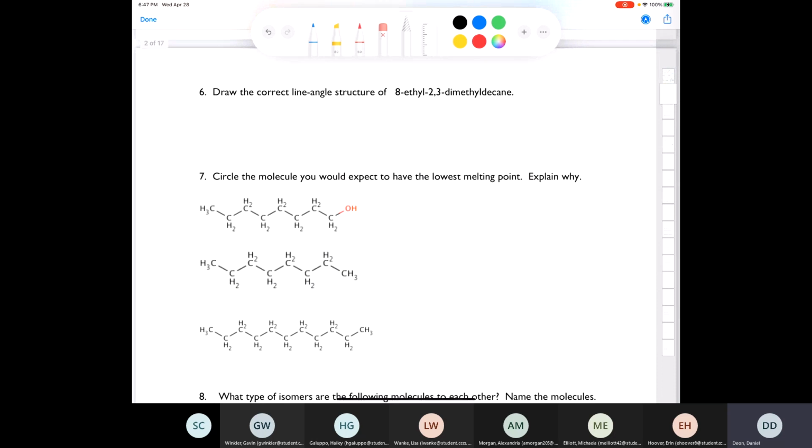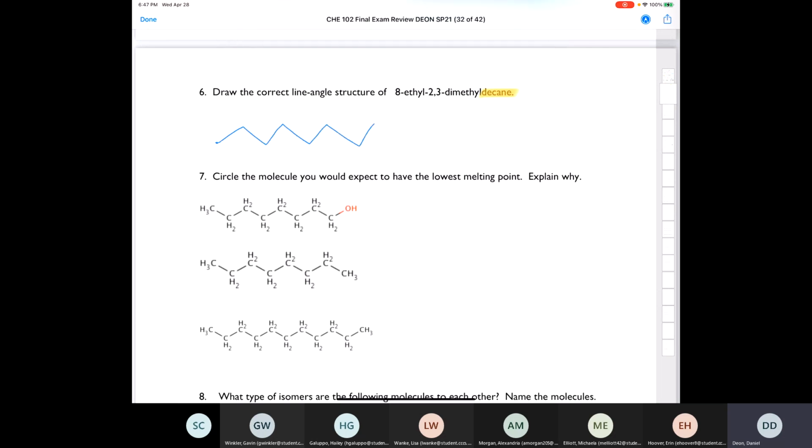Next one is just drawing a bond line structure. It says draw the correct line angle structure for 8-ethyl-2,3-dimethyldecane. Sounds complicated when you just take the question at face value, but let's break it down. We have decane, which is the longest carbon chain. So look, when your pen touches the screen or the paper, that's carbon 1, 2, 3, 4, 5, 6, 7, 8, 9, 10. There's my chain.